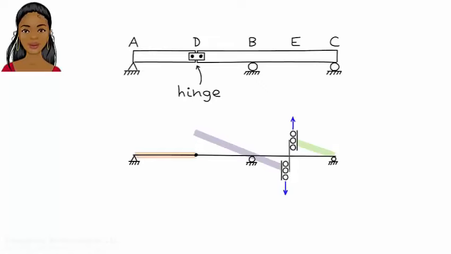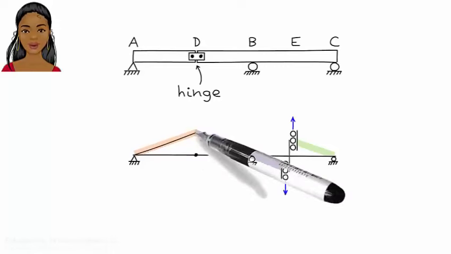But does the point actually move up? It all depends on the adjacent segment. D moves up only if bar AD can rotate counterclockwise. That is, if A can rotate counterclockwise. In this case, A can rotate since there is a pin at the point. Therefore, D does move up, which causes bar DE to rotate clockwise. So here is the influence line for shear at E.